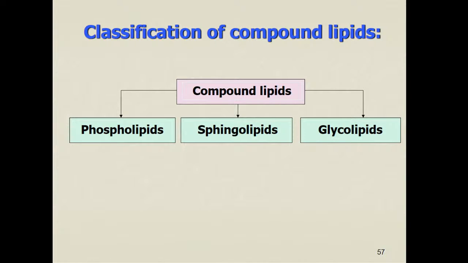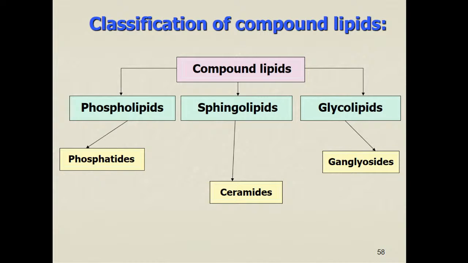So what about compound lipids? Compound lipids, except fatty acid and alcohol, consist of some extra structural units: phosphoric acid, sphingosine alcohol, or mono- or oligosaccharides, sugars. According to composition, they can be classified into a few types. Phospholipids can be phosphatides if they have glycerol as the alcohol in their structure. Sphingolipids, if they consist only of sphingosine alcohol and fatty acid, are known as ceramides. And glycolipids have sphingosine also present, and consist of oligosaccharides. They are known as gangliosides.